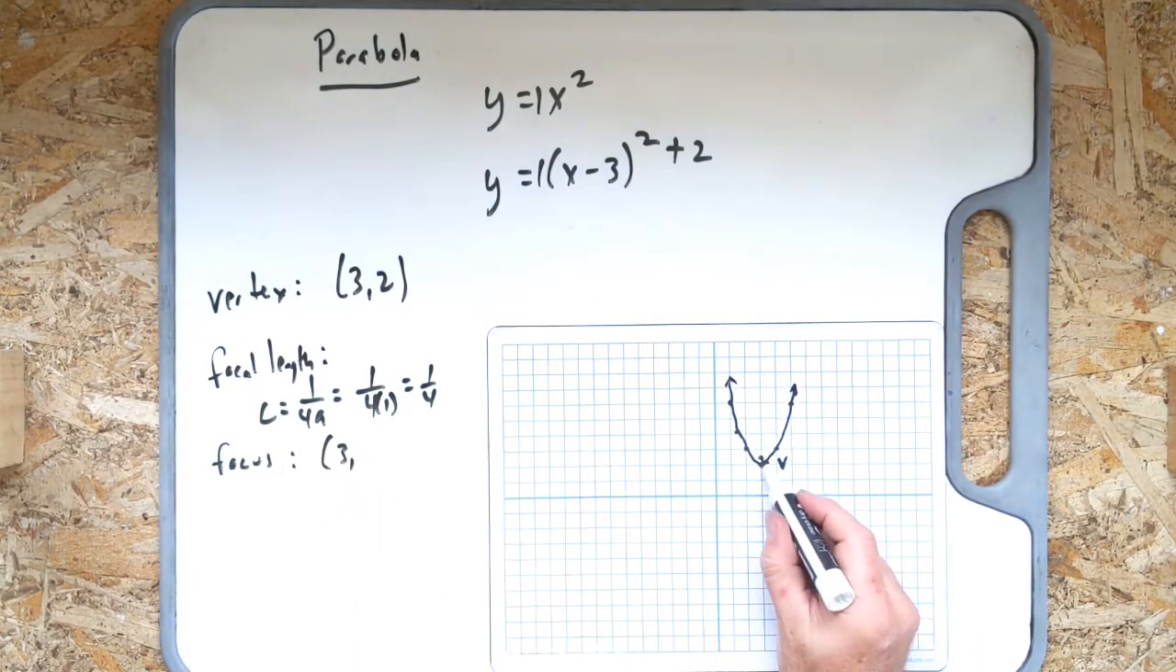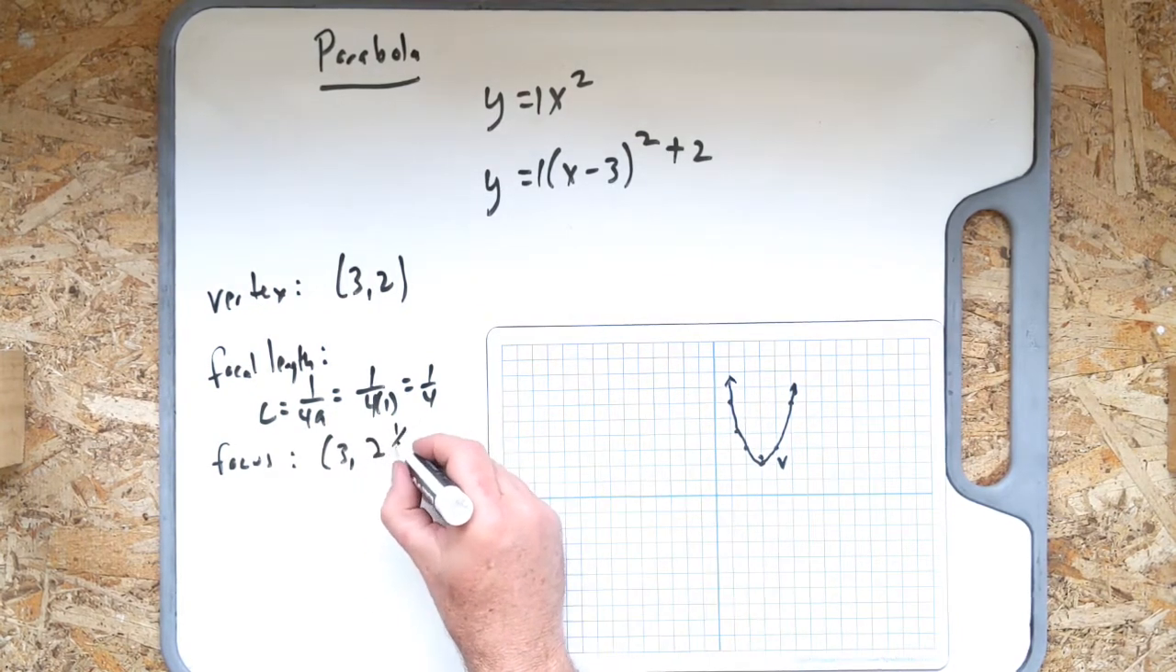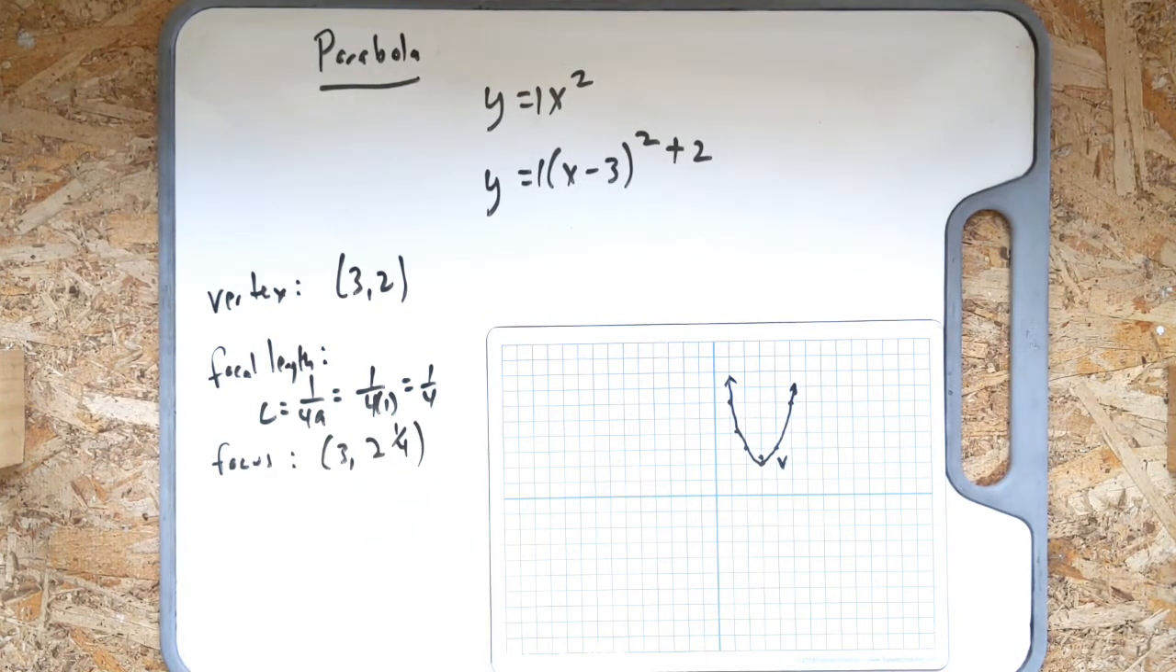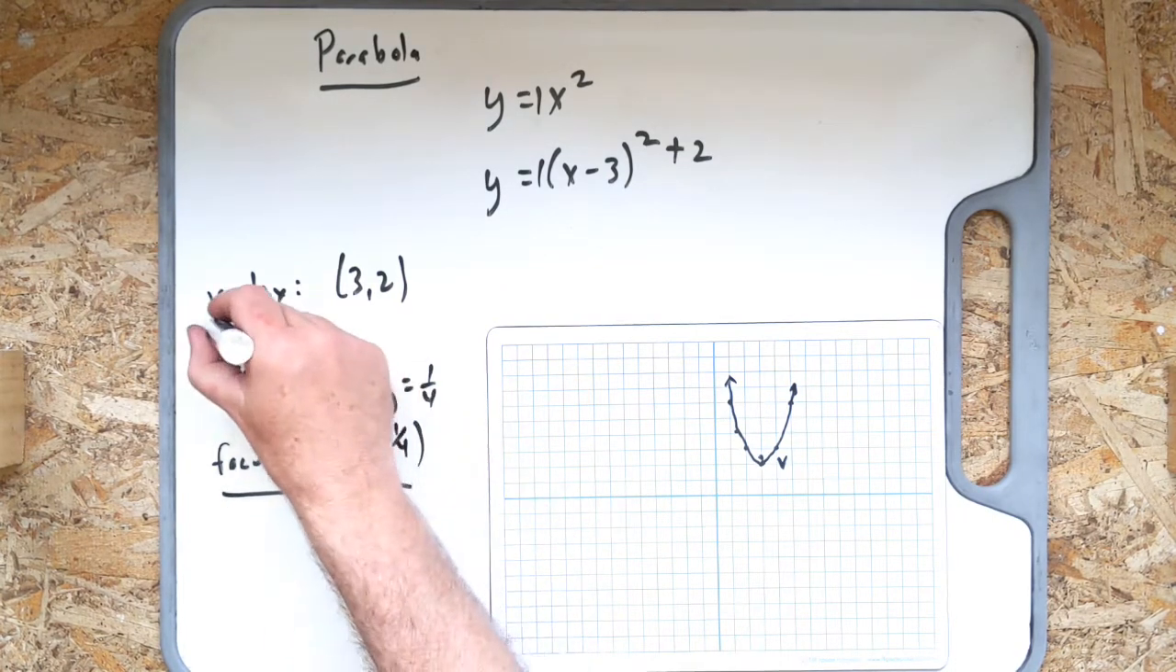And I just take 1, 2, and 1/4. So it's just 1/4 up from my vertex. There's my focus, there's my vertex.